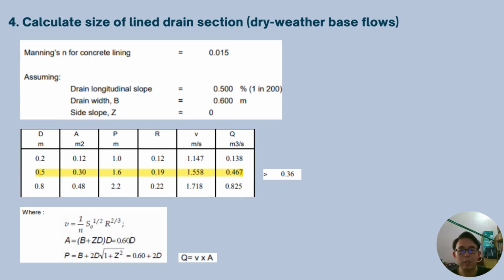So the fourth step is to calculate the size of the lined drain section. So we assume Manning's n for concrete lining is 0.015, and assume the drain longitudinal slope is 0.5%, drain width is 0.6 meter, and side slope is 0. By using the trial and error method and the equation given below, we can get the final Q as 0.467 meter cube per second, which is larger than 0.36 meter cube per second.